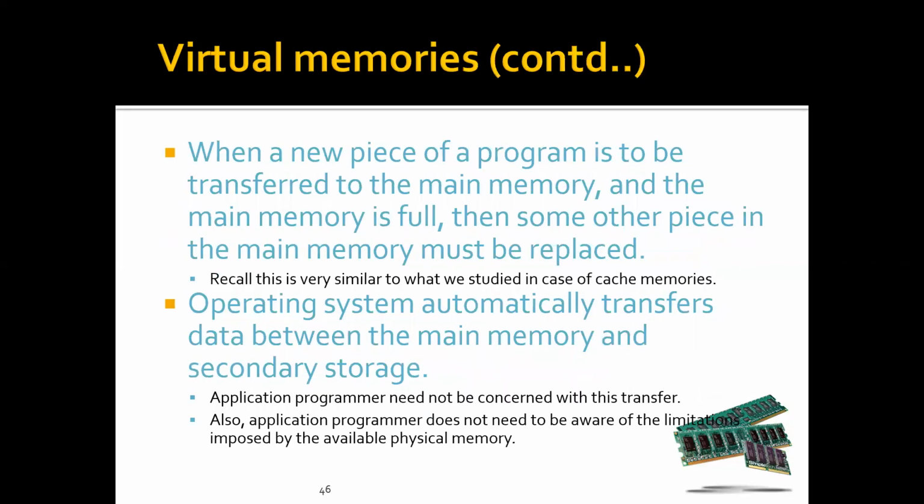When a new piece of a program is to be transferred to the main memory and the main memory is full, then some other piece in the main memory must be replaced. That was also there in the cache memory: when the cache memory becomes full, we replace it. Similarly, when the main memory becomes full, a part is replaced with data from the secondary memory. The operating system automatically transfers data between main memory and secondary storage, so the application programmer need not be concerned with this transfer. The operating system handles all this.